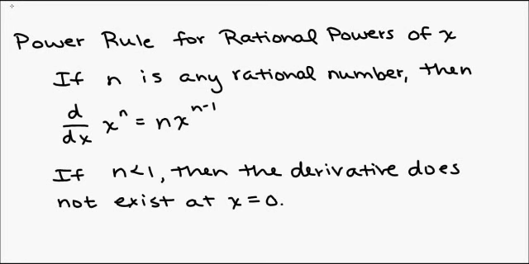Okay. The power rule for rational powers of x. This again should look familiar. So if n is any rational number, then d/dx of x to the n equals n times x to the n minus 1. If n is less than 1, then the derivative does not exist at x equals 0. So that's only when n is less than 1.